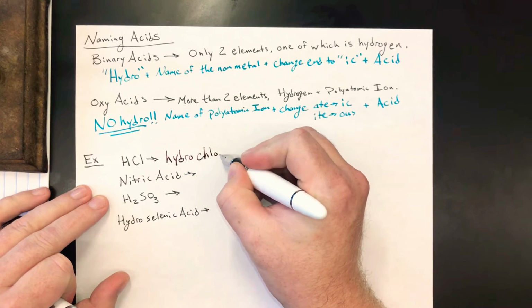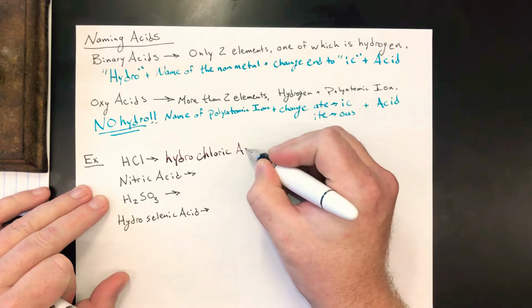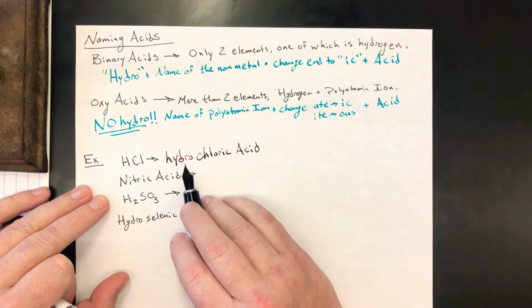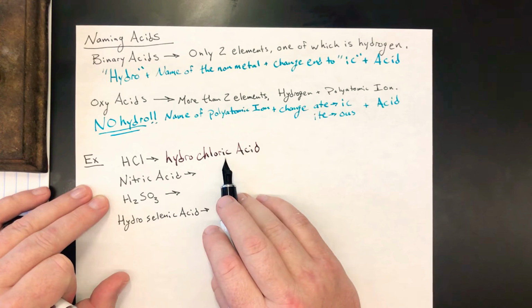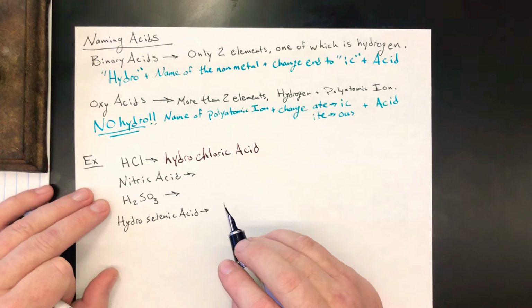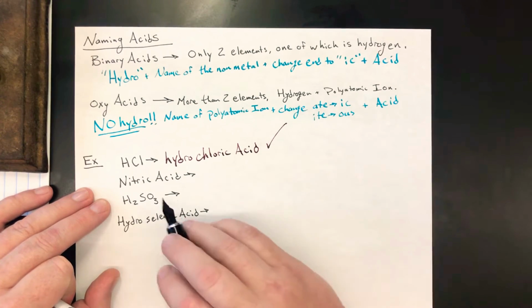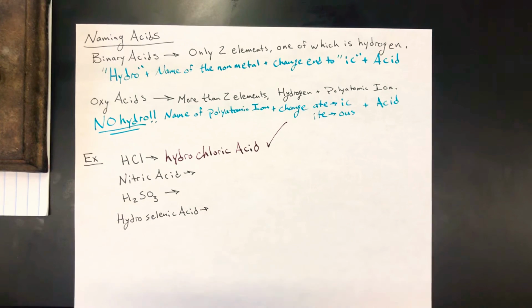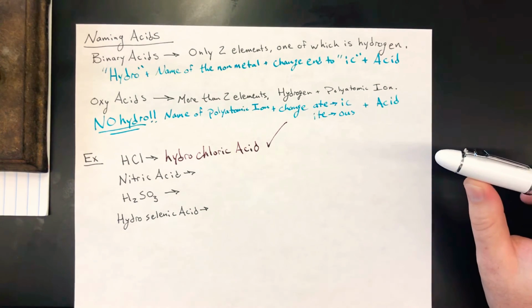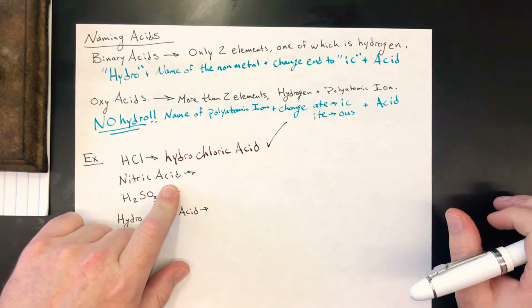hydrochloric acid. So we have hydro, we've changed the ending of chlorine to "ic," and then we put the word acid there. Okay? Good job. So now if I want to go from the name to the formula, the biggest giveaway that this is an acid is it literally tells you acid.